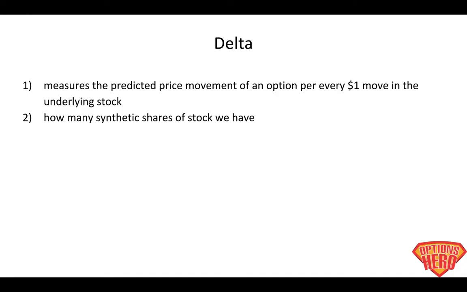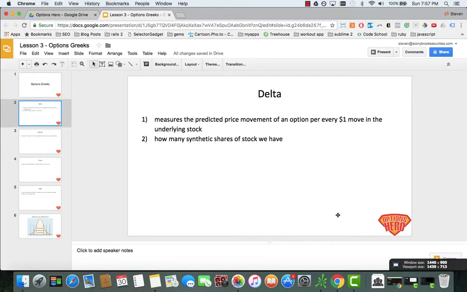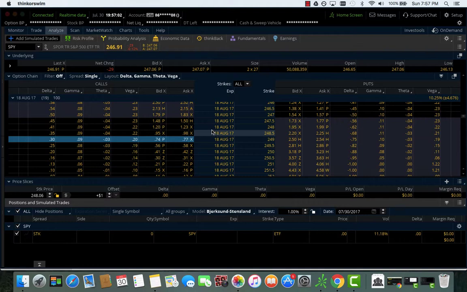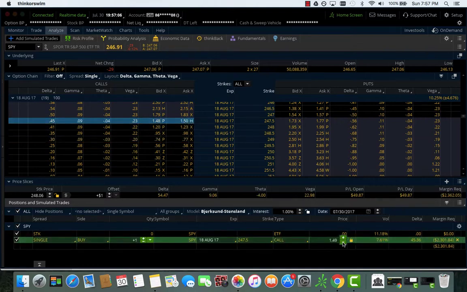Now this is quite interesting. Delta's a really, really important one here, guys. Let's do it with a different option. Let's do the 247.5 call for $1.49. So together, if we want to go ahead and purchase this option, it has a 45 delta. If we want to purchase this option, we pay $149, right? To get this, that is to get us a synthetic equivalent of 45 shares of stock.